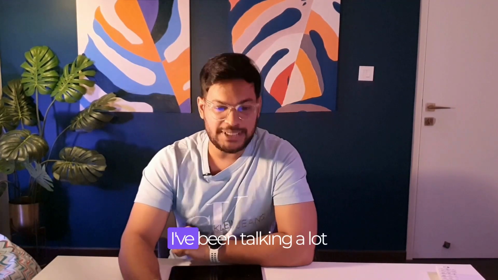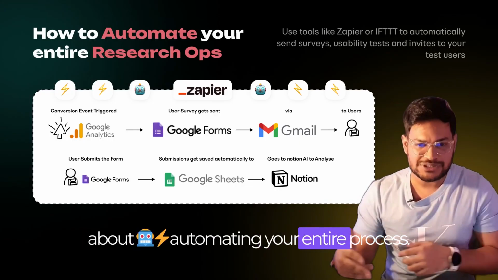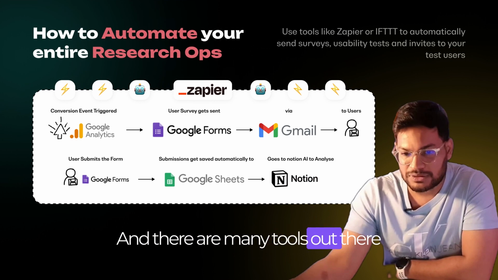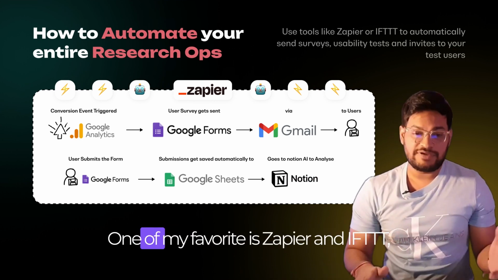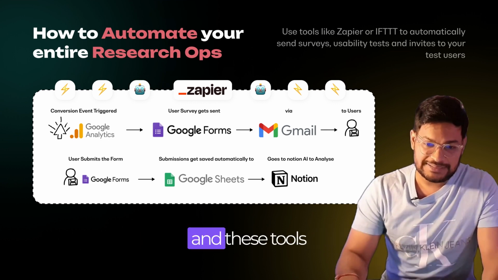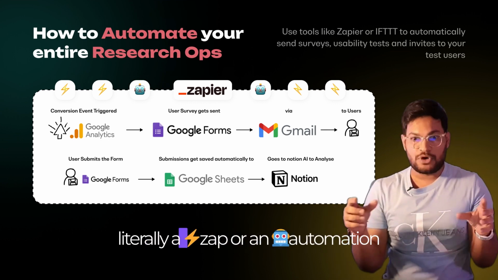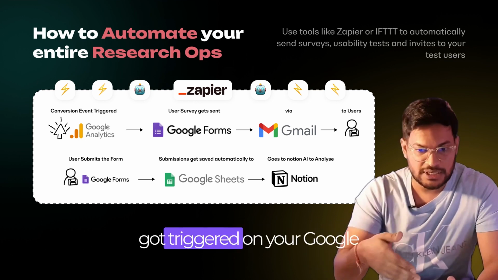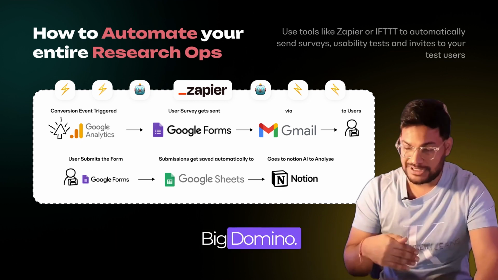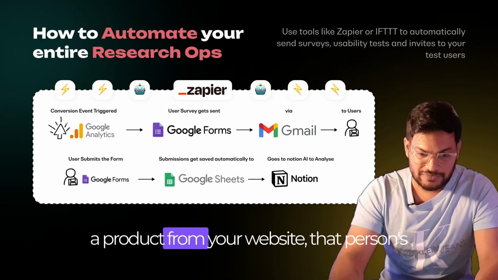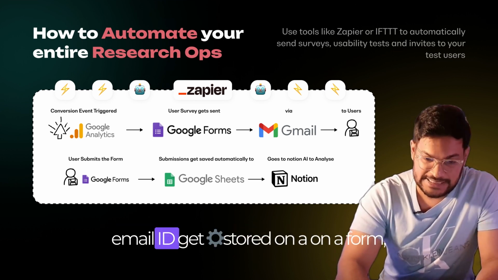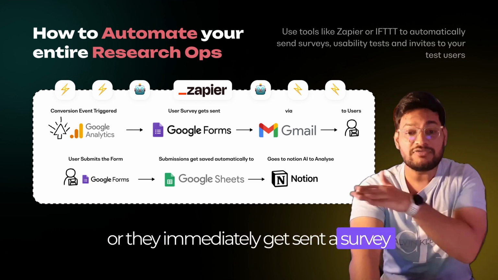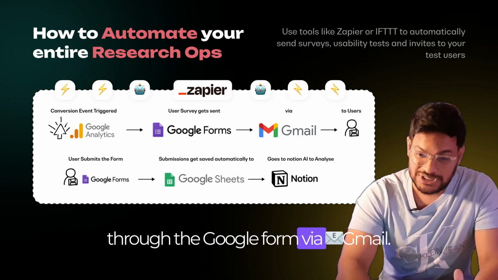So how do you automate? I've been talking a lot about automating your entire process. How do you really automate your entire research process? There are many tools out there that will help you do that. One of my favorites is Zapier and IFTTT. These tools can help you create literally a zap or an automation where, let's say, a conversion event got triggered on your Google Analytics that you set up in the first Big Domino. Let's say someone bought a product from your website. That person's email ID gets stored on a form, or they immediately get sent a survey through Google Forms via Gmail.